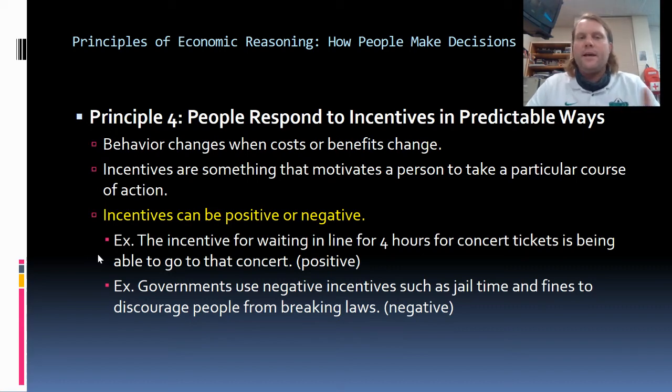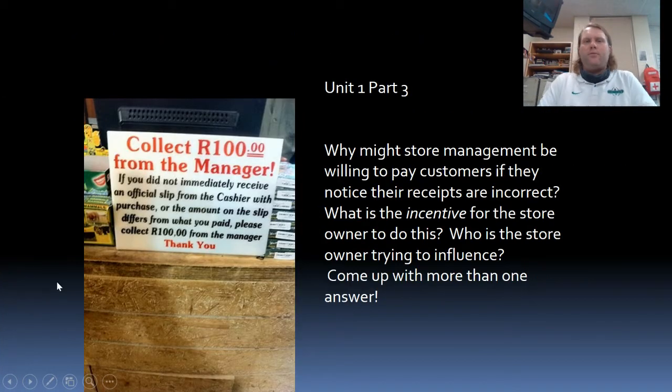And so again, we know that people respond to these incentives. Finding these incentives can be a little bit more difficult. So I have an example for you here.